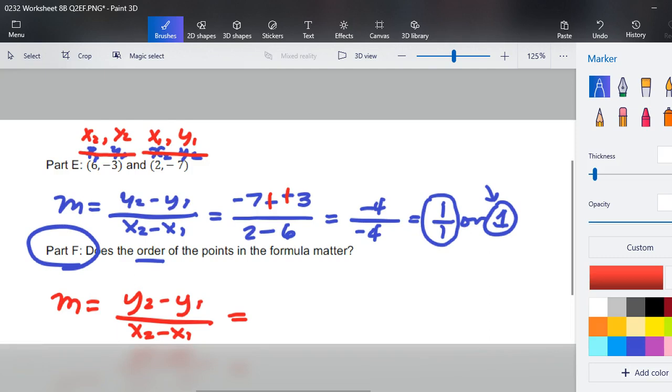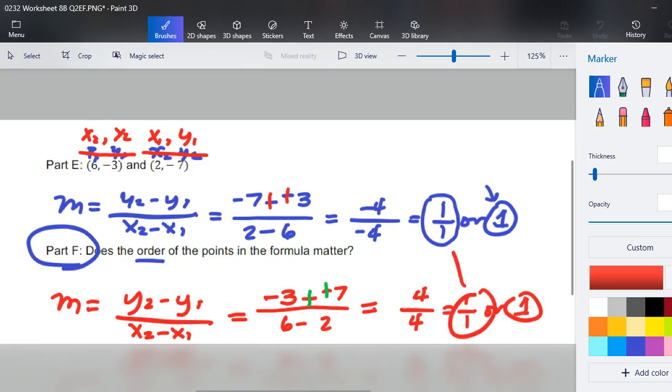So when I plug in my numbers, my new y2 is now the -3, and the formula still has a minus, and my y sub 1 is the -7. My x sub 2 is 6. The formula says throw in a minus, and then the x sub 1 is a 2. My rules for integers, to subtract, I add the opposite. And so my numerator is a 4 over a 4, otherwise known as 1/1, or 1. And you'll notice we get the same answer.